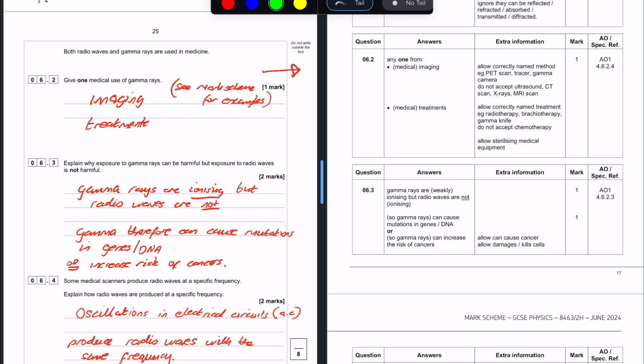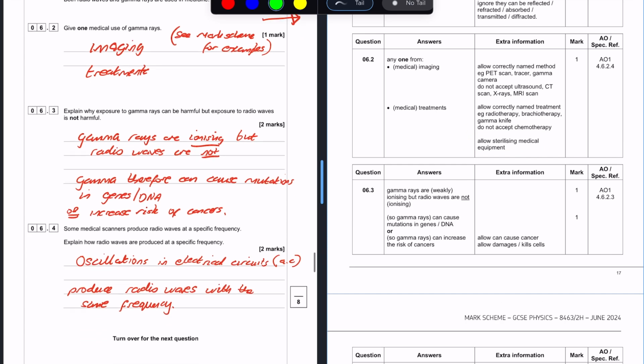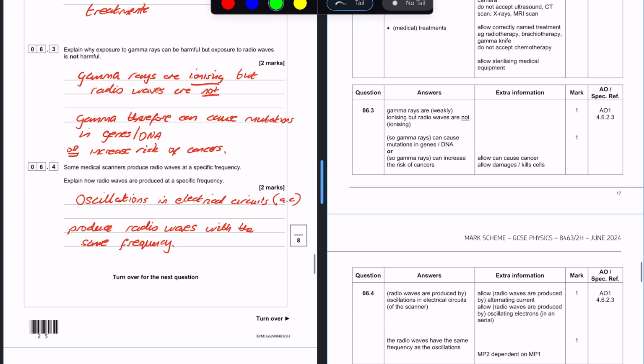Okay, or you could use treatments, so imaging or treatments. So treatments could include radiotherapy, brachytherapy, gamma knife. We've not talked about brachytherapy, but we have talked about radiotherapy and gamma knives. You can't use chemotherapy because chemo is chemicals. You could have said sterilizing medical equipment as well, but just imaging or treatment would have got you the marks. But there's some other examples in the mark scheme for you to have a look at.